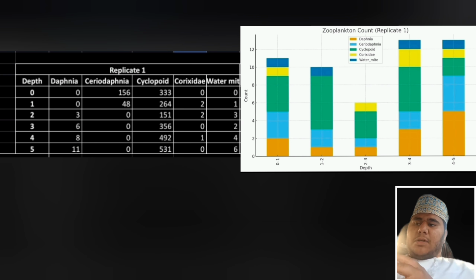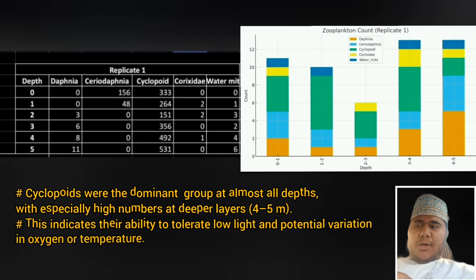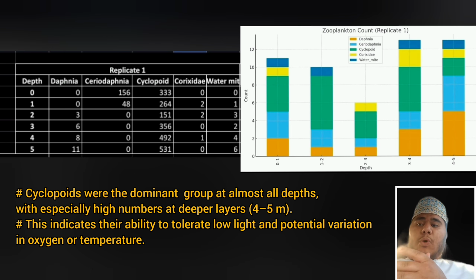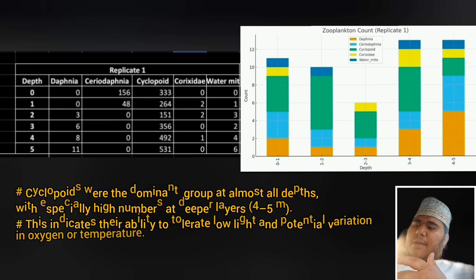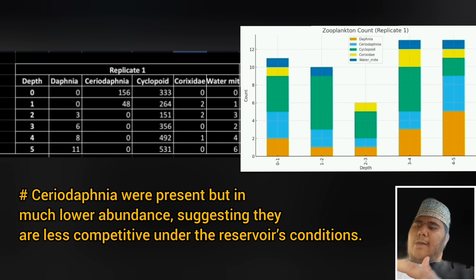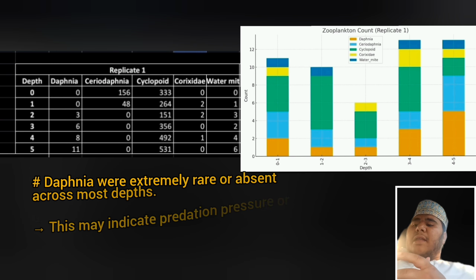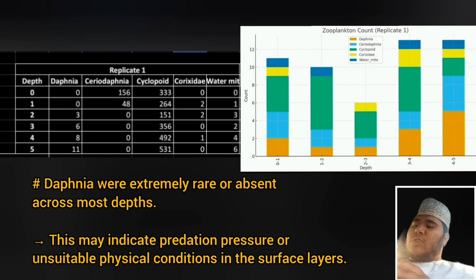First, the zooplankton distribution with depth. We start with the cyclopoid, which is the dominant group at almost all depths, with an especially high number in the deeper layer from 4 to 5 meters. This indicates their ability to tolerate low light and potential variation in oxygen or temperature. The Cladocerans were present but in much lower abundance, suggesting they are less competitive under the reservoir's conditions. The Daphnia were extremely rare or absent across most depths. This may indicate predation pressure or unstable physical conditions in the surface layer.